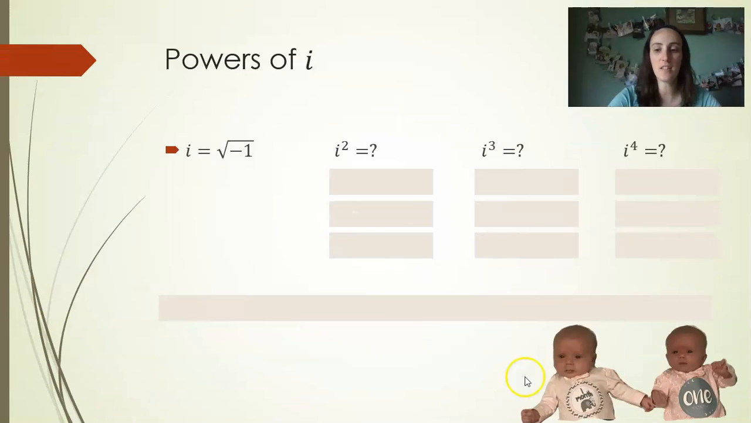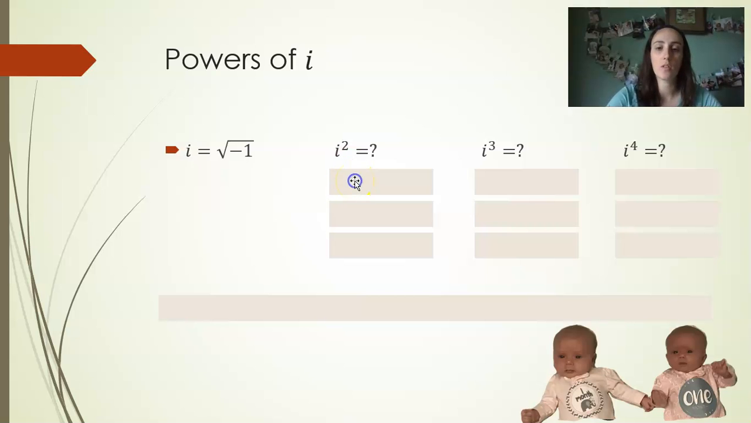We have office assistants Brooke and Sophia here to tell us about powers of i. So we learned that i is the square root of -1. So then we want to know, what happens when we have i raised to a power? For instance, i squared.